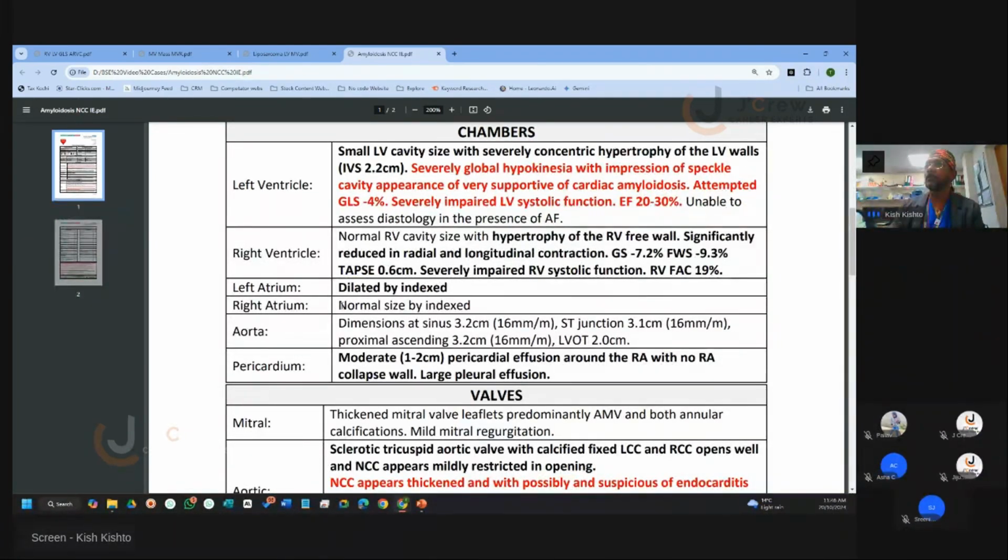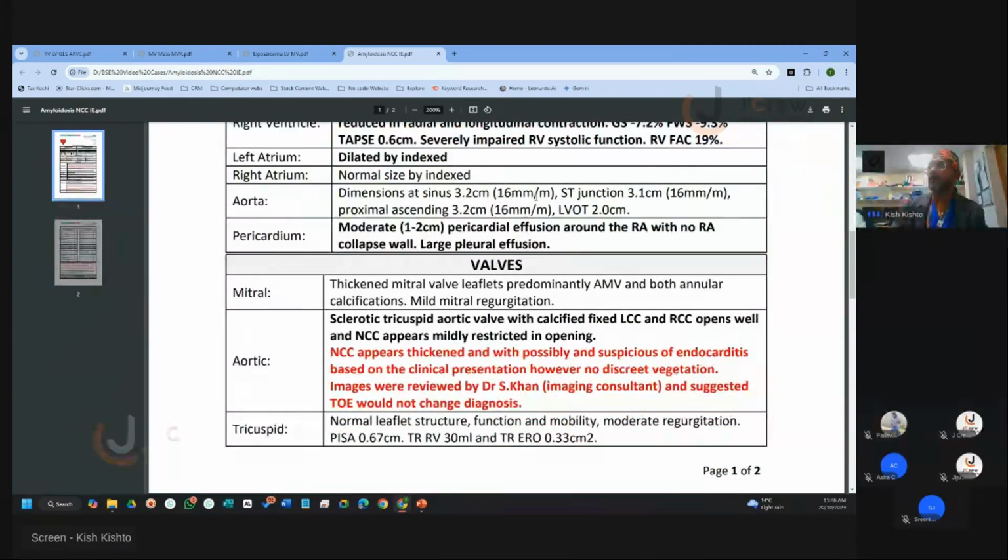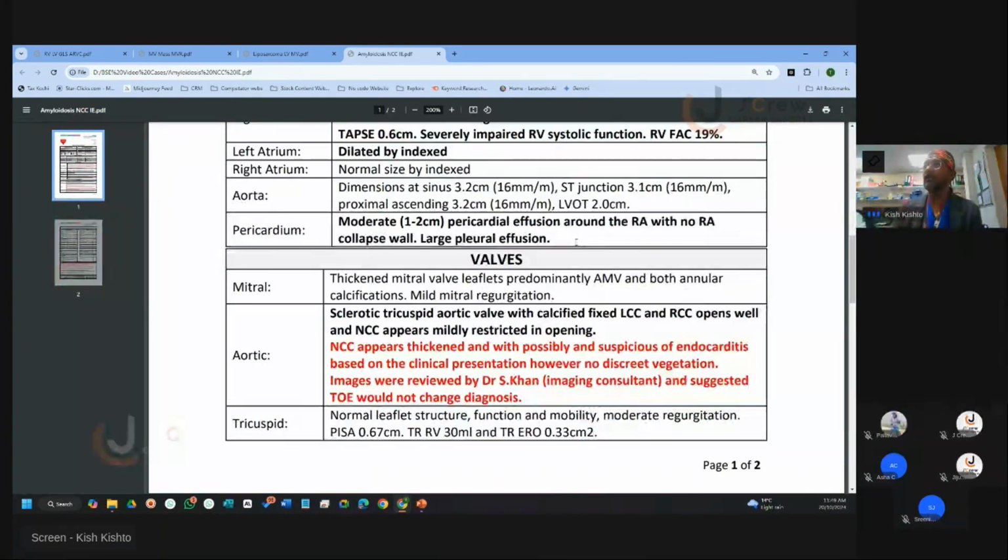So again, here with the LA dilatation. Here the RA came out normal size, but then I quoted it by index. Then the aorta, the sizes, and the pericardium. I'll say pericardium: moderate effusion, 1 to 2 centimeters that we've seen around the RA, but we didn't see RA wall collapse or RV wall collapse or anything like that. We saw the large pleural effusion on the very first image, so I mentioned that.